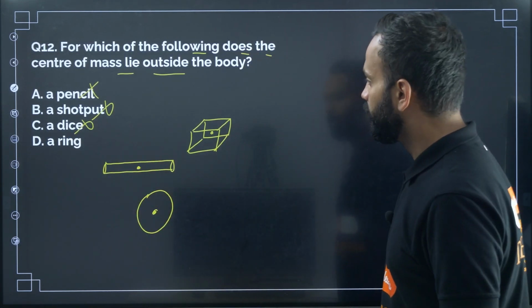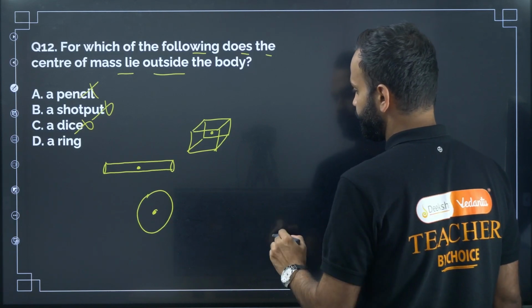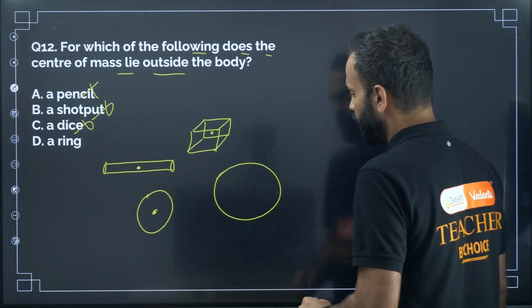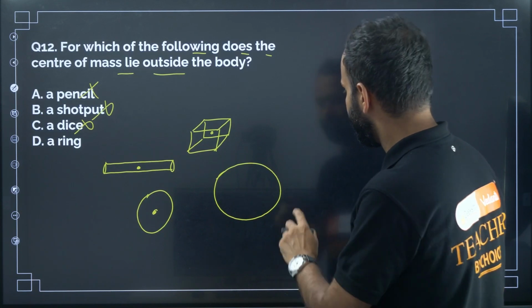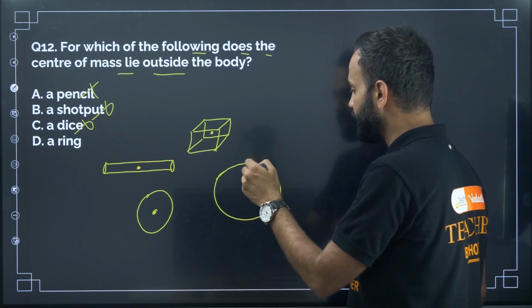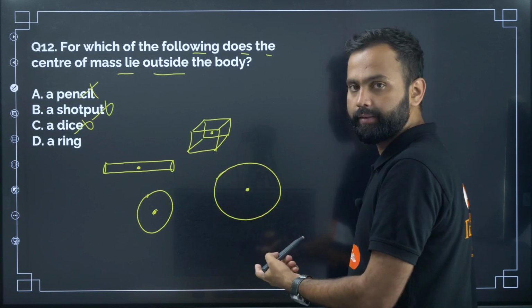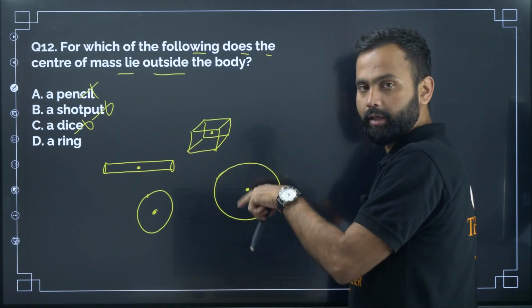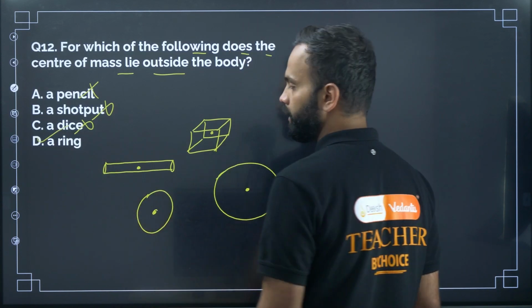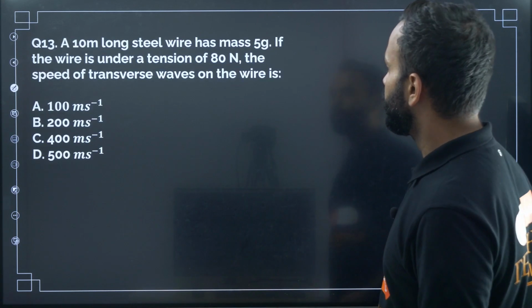Let's check option D, a ring. So this is a ring, right? Center of mass lies at the center of this ring, so the center of mass lies outside the body here, right? So the correct option is D. Next question, question number 13.